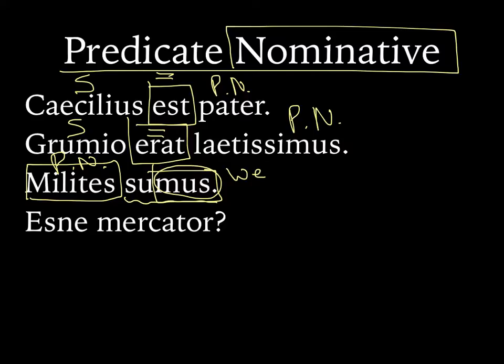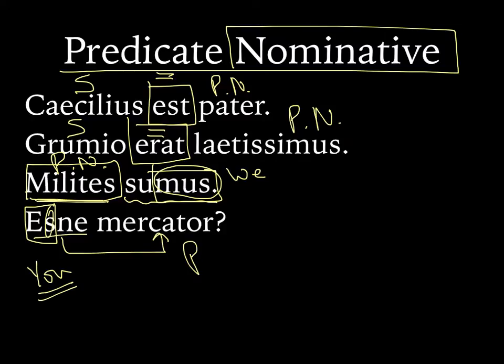So watch out when I ask what the grammatical function of a noun is in a sentence, and the verb is a form of to be, make sure you translate the sentence in your head to see whether this noun comes in front of or after that form of to be. Same thing here, esne mercator, are you a merchant? Again, the subject is the you ending that's embedded in es, that verb, which puts mercator after es, which means it is a predicate nominative.